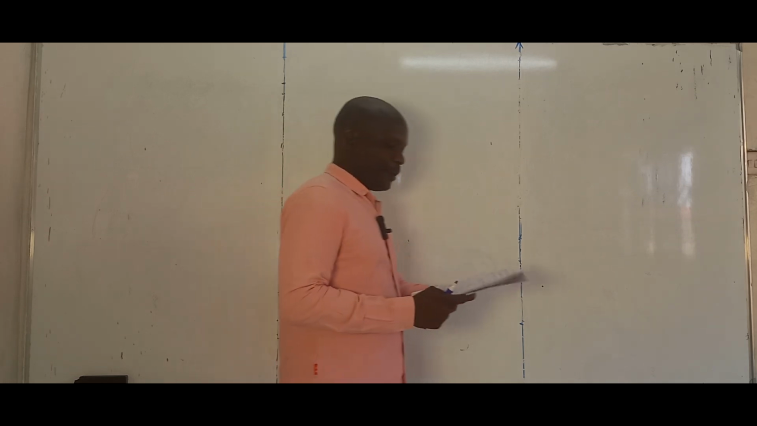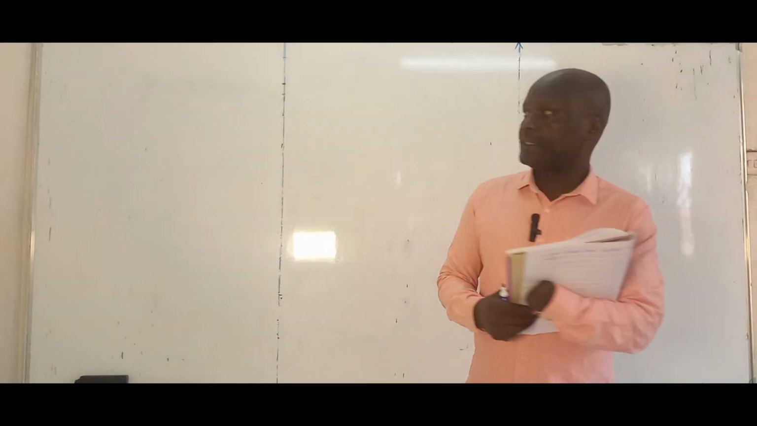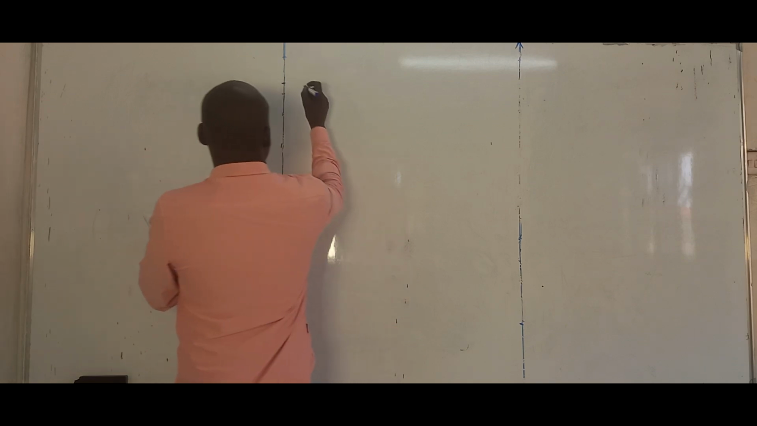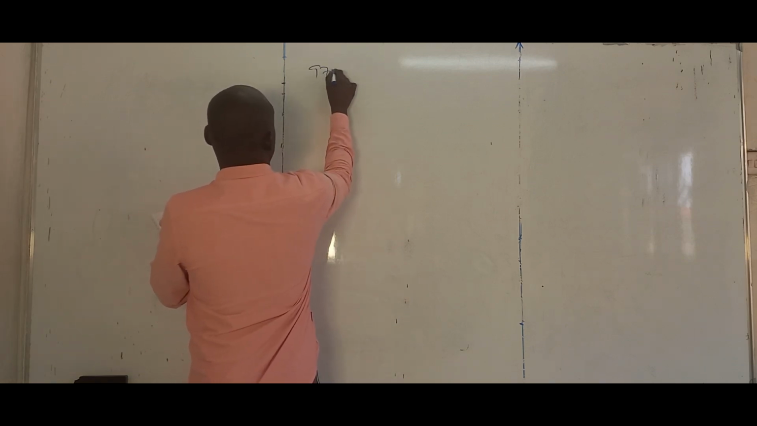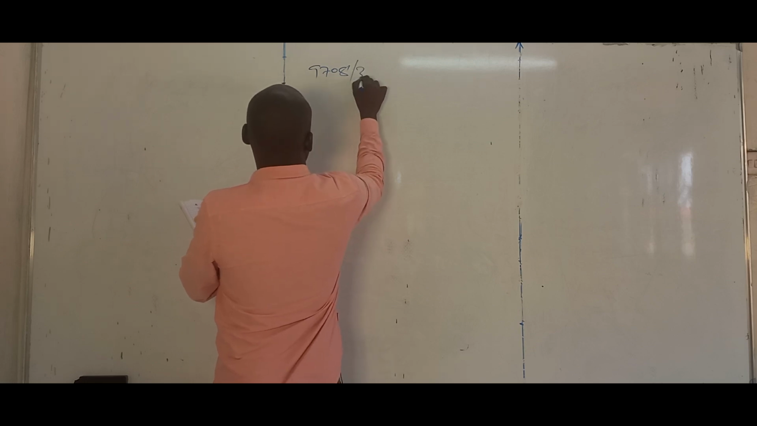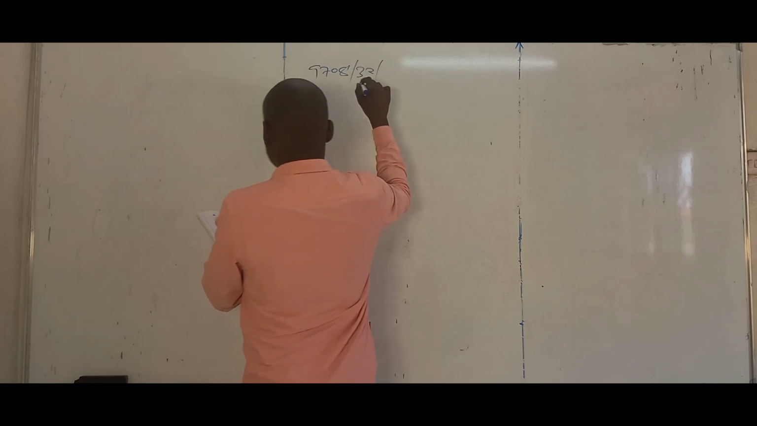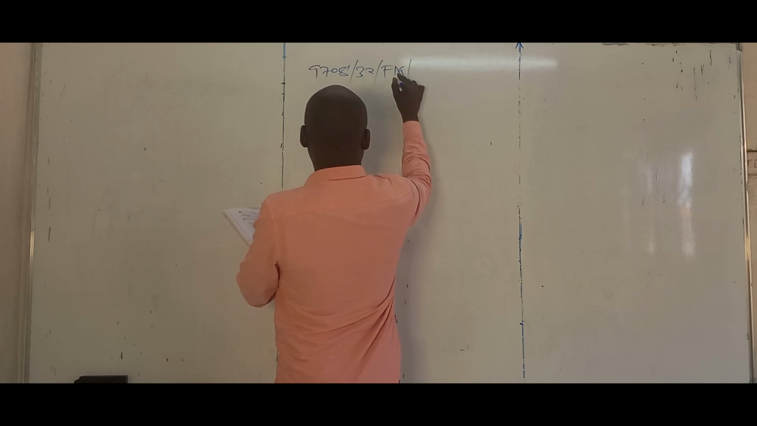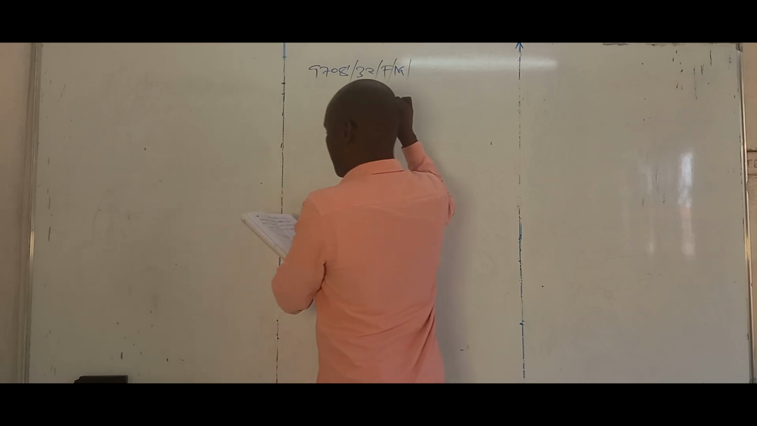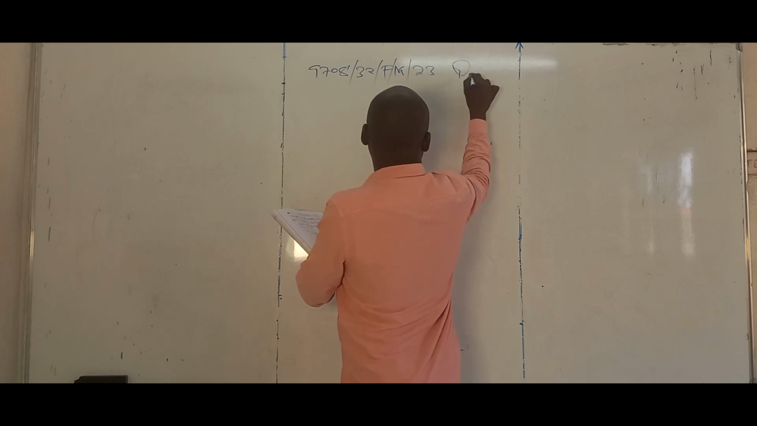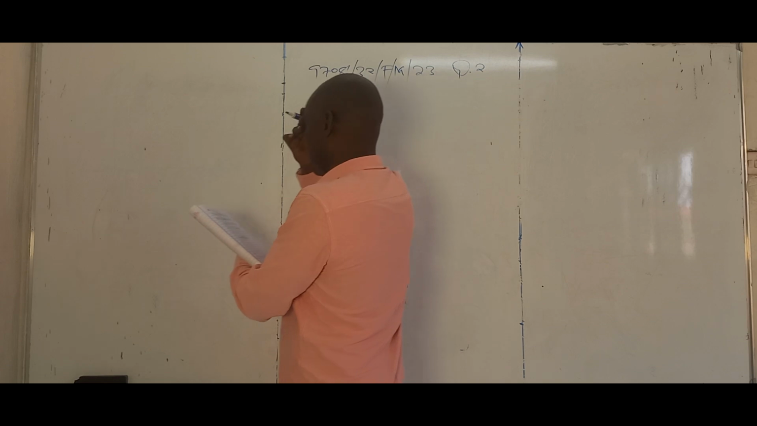Well, this is Cambridge Economics, and the code, as you have seen, is 9708/32, FM to mean February, March of 2023, and we are considering question 2, as you have seen.